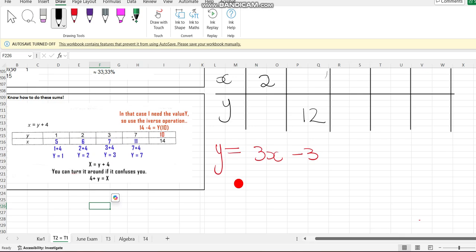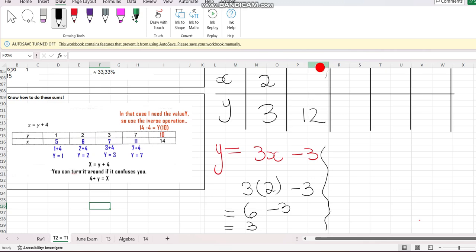So to get y, you're going to say 3. X is going to be replaced, so you put it in brackets. So x in this case for this column is 2. So just put 2 in there, and then just work out the sum. So 3 times 2 is 6 minus 3, and 6 minus 3 is 3. So y in that case is 3.